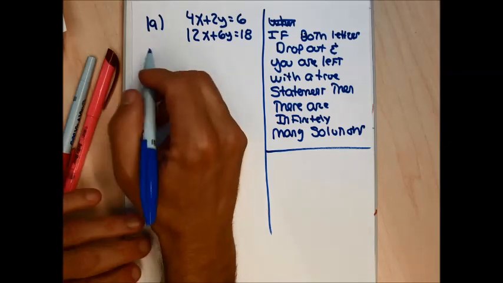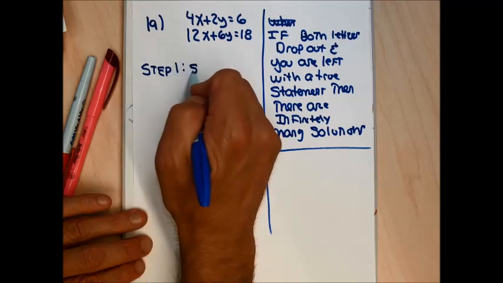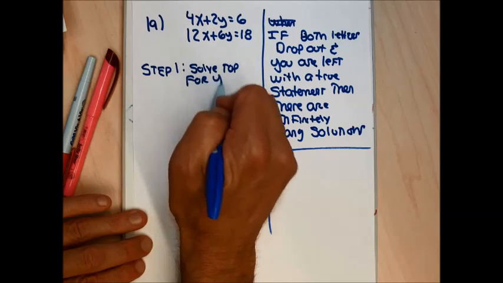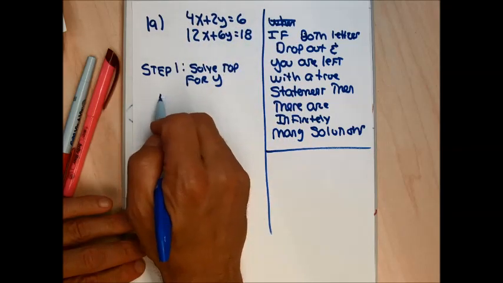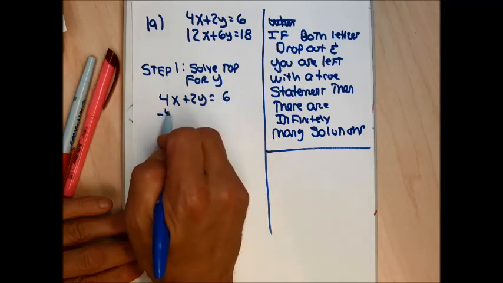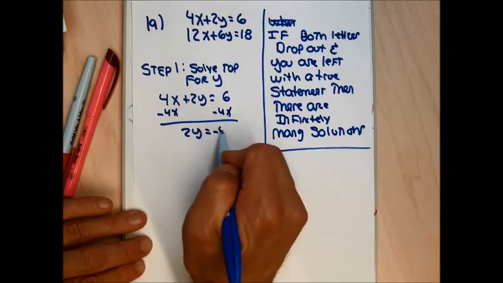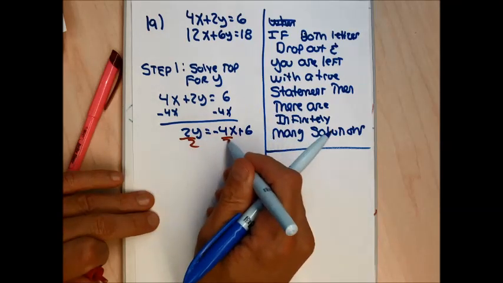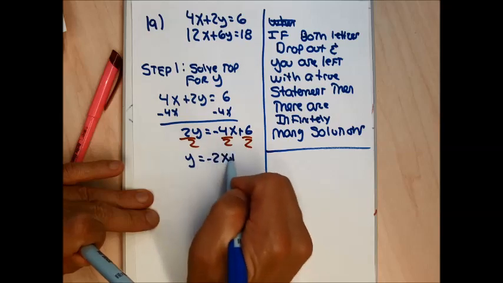So for problem 19, my step 1 is going to be to pick an equation and solve it for a letter. I'm going to solve the top for y. If I solved the top for x, I'd have to divide by 4 and I'd get fractions. So solving the top for y, I get 4x plus 2y equal to 6. I minus 4x from both sides. That gives me 2y equals minus 4x plus 6. Then I divide by 2, divide by 2, divide by 2. This gives me y equals minus 2x plus 3.